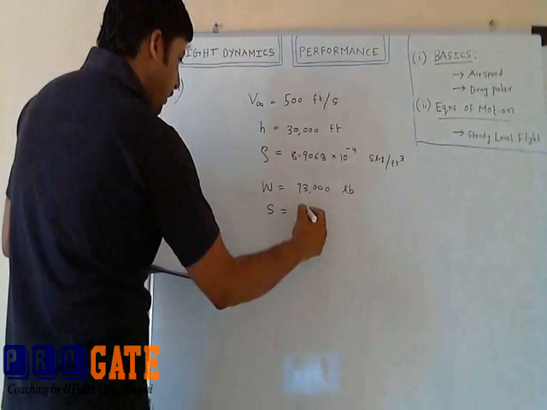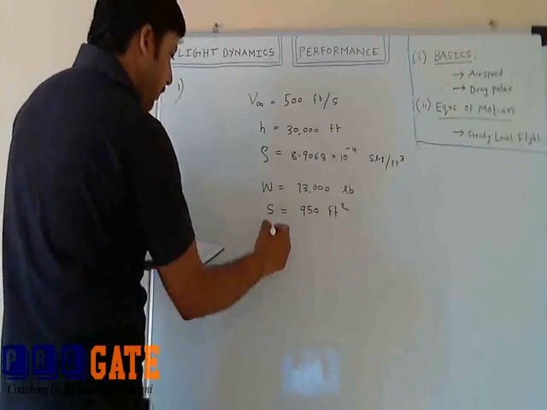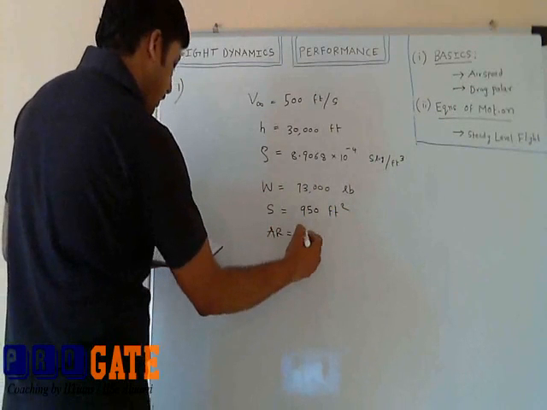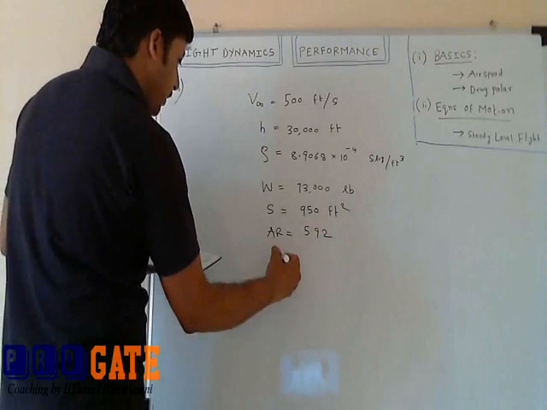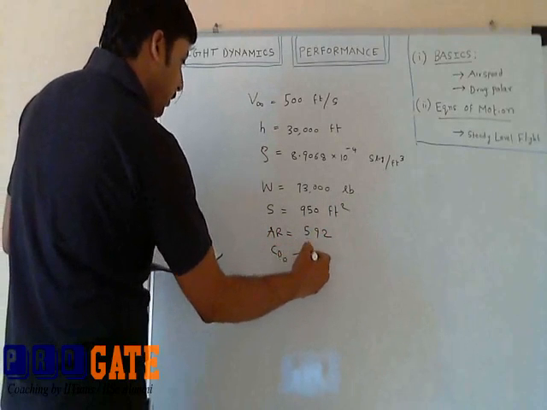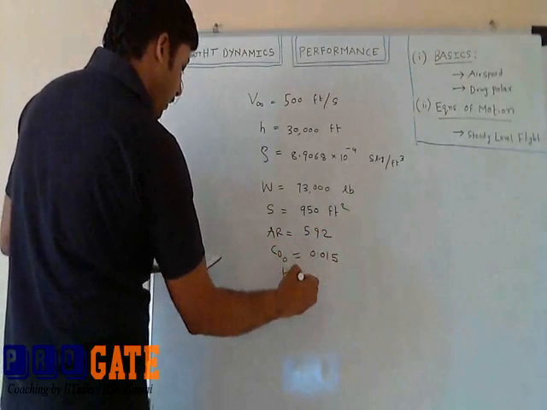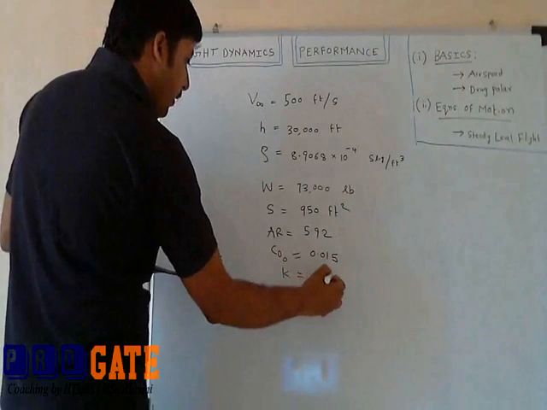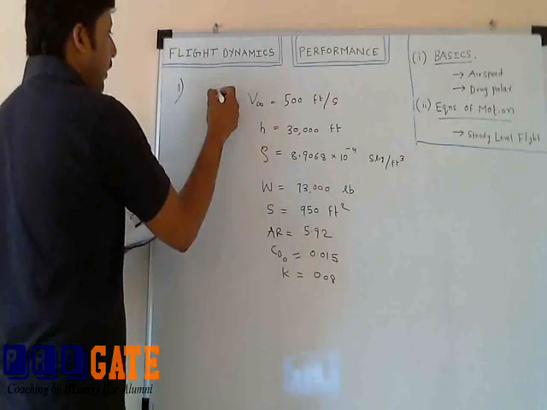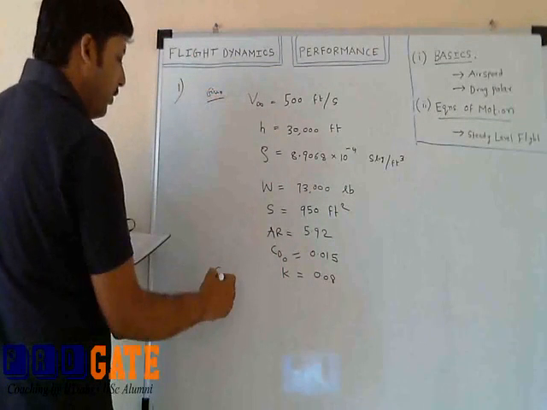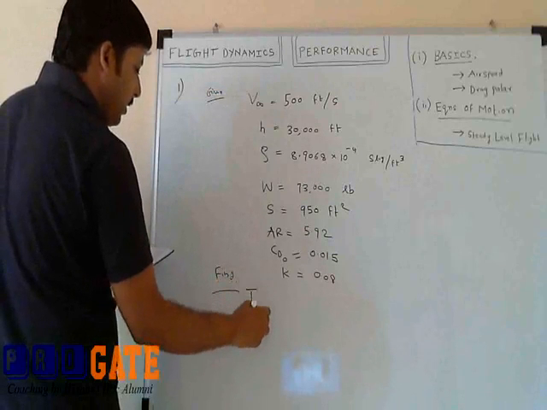Wing area, aspect ratio, CD naught, and K. So these are the given data. So we need to find what is the thrust required.